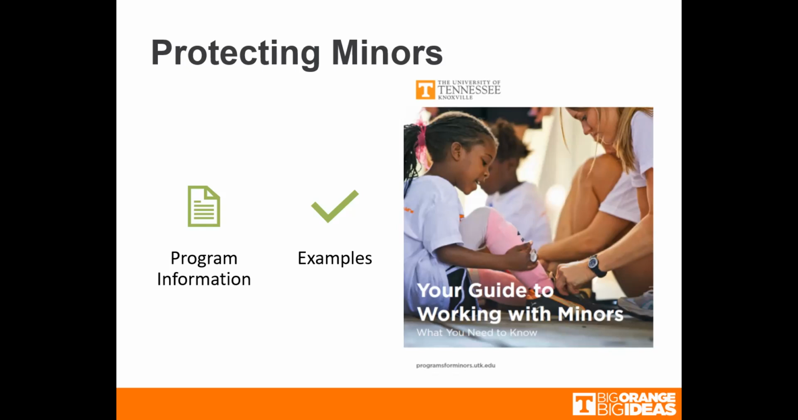Prior to doing any program, we have to submit an application at least 45 days before we start the program. We give information about what we're going to be doing in the program. We submit what we call a list of protected adults. In order to be classified as a protected adult, you have to have a background check, and you have to go through their training program to make sure you understand how to protect the kids, and how to report if you suspect or know some sort of abuse is going on.